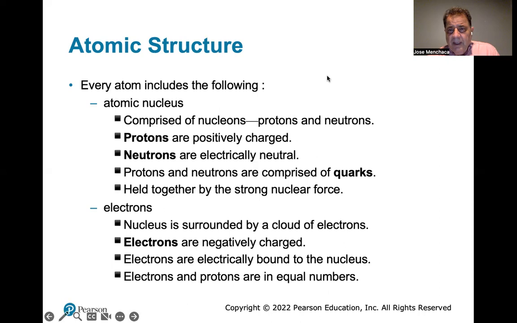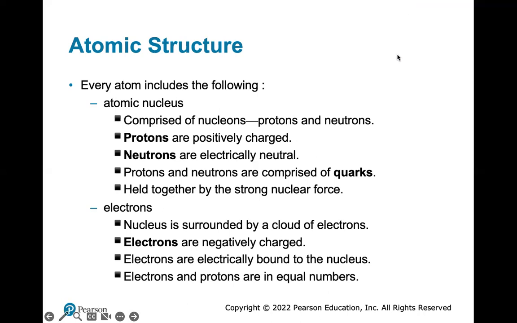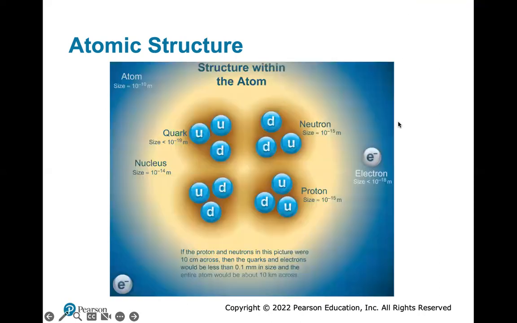Okay. I think I'll dismiss my image. Here is a kind of a blow up of the structure of the atom, and you'll see that a proton is made of an up up down quark. A neutron is a down down up quark. Now you don't have to know this. This is just for general information.